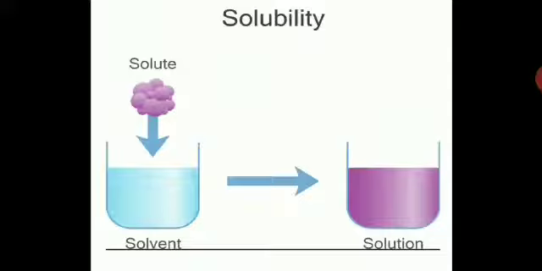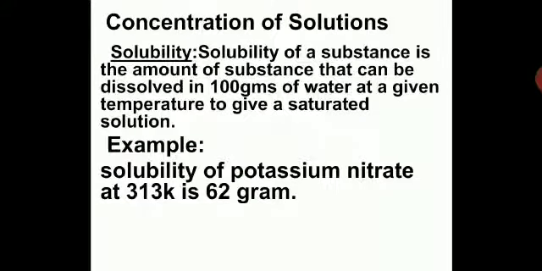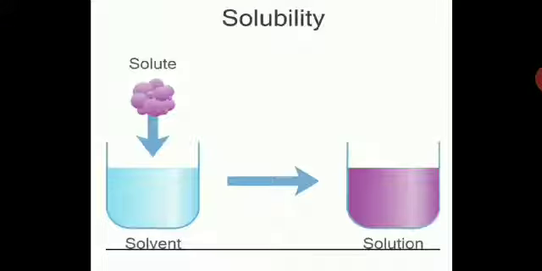Then the diagram here shows solubility, how you dissolve a solute in a solvent. You have a beaker containing solvent, suppose water, and you are taking some crystals of potassium permanganate and dissolving them, and you are getting a pink or violet solution here. So this is solubility, where you are dissolving a solute at a given temperature. Refer to the definition here for solubility: the amount of substance that can be dissolved in 100 grams of water at a given temperature, which should give you a saturated solution. What is a saturated solution? We will see now. You must have taken down the definition, children.